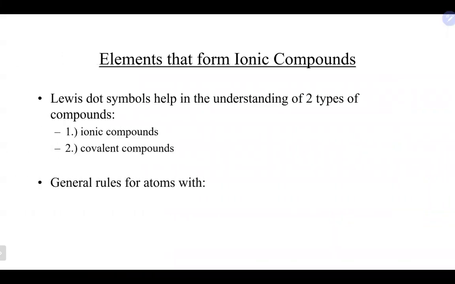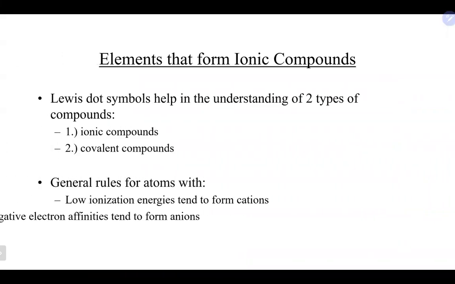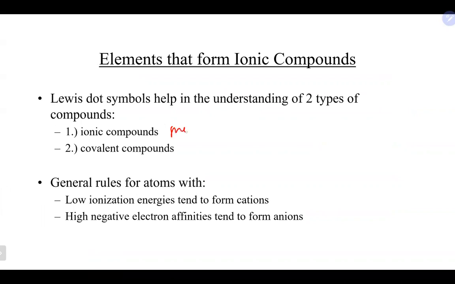So we can use Lewis dot symbols to help us understand the 2 basic types of bonding. Ionic compounds, which you pretty much can identify solely by what they're made of. And as I mentioned earlier, that is our metal and non-metal combination. And covalent compounds, which are typically two nonmetals together.